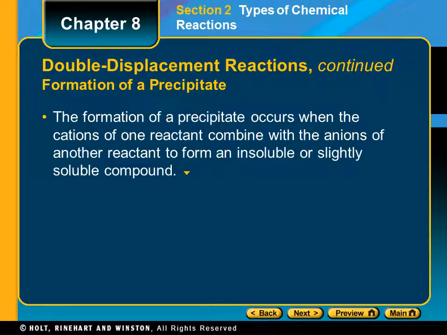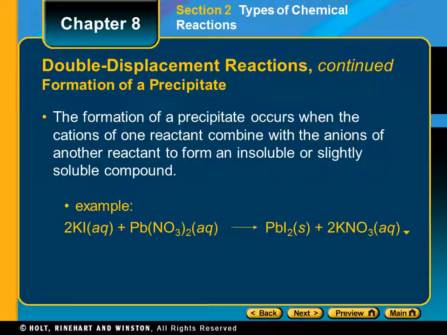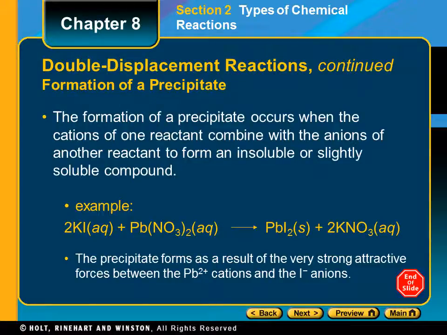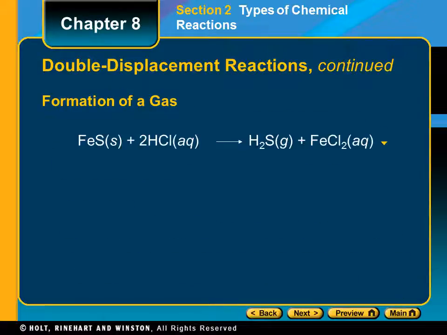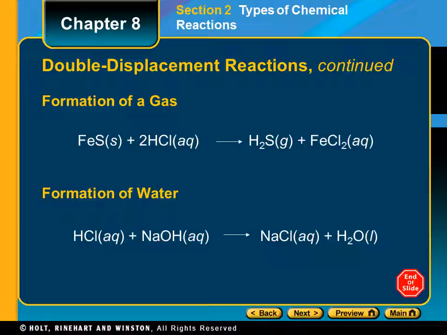Formation of a precipitate occurs when the cations of one reactant combine with the anions of another reactant to form an insoluble or slightly soluble compound. An example of this would be as follows. Precipitate forms as a result of the very strong attractive forces between the lead cation and the iodine anion. We also have the formation of a gas, as we see here. Formation of water, as we see here.